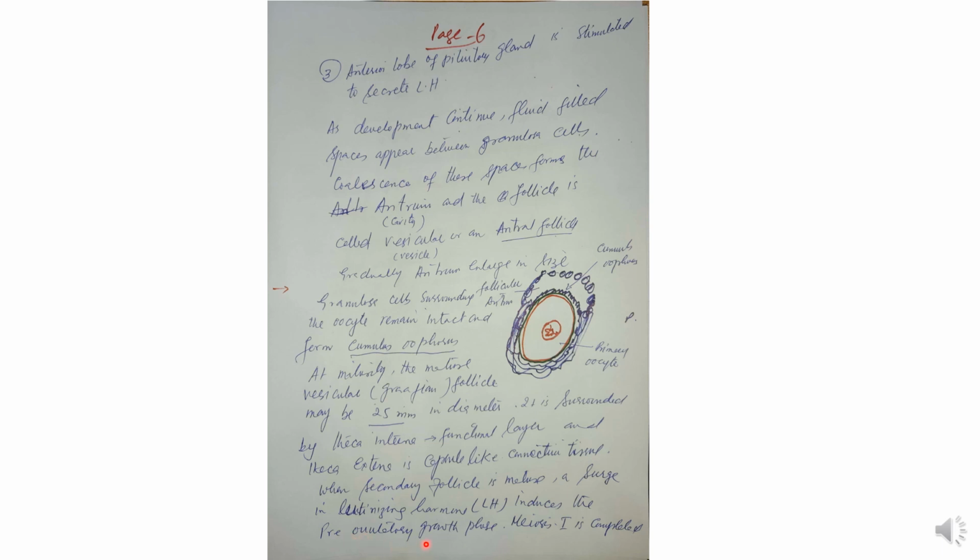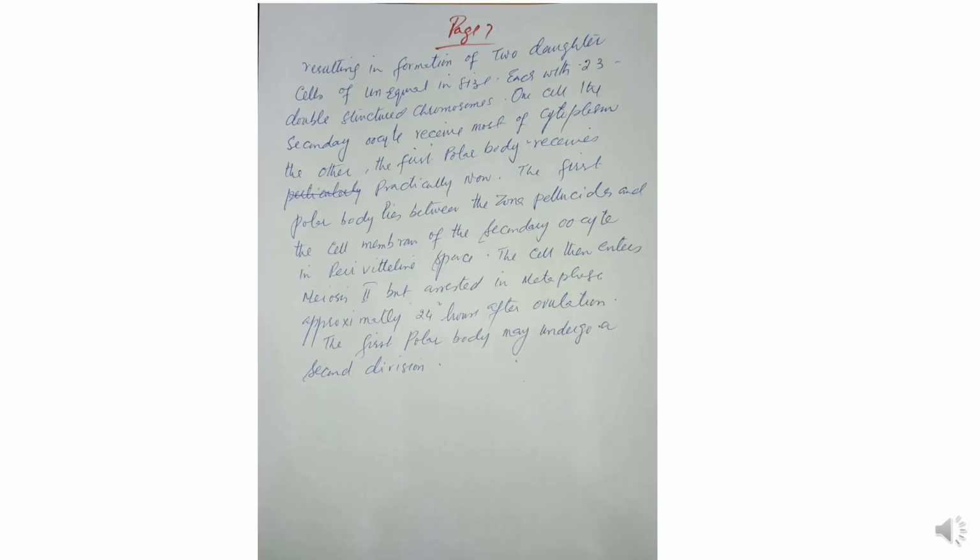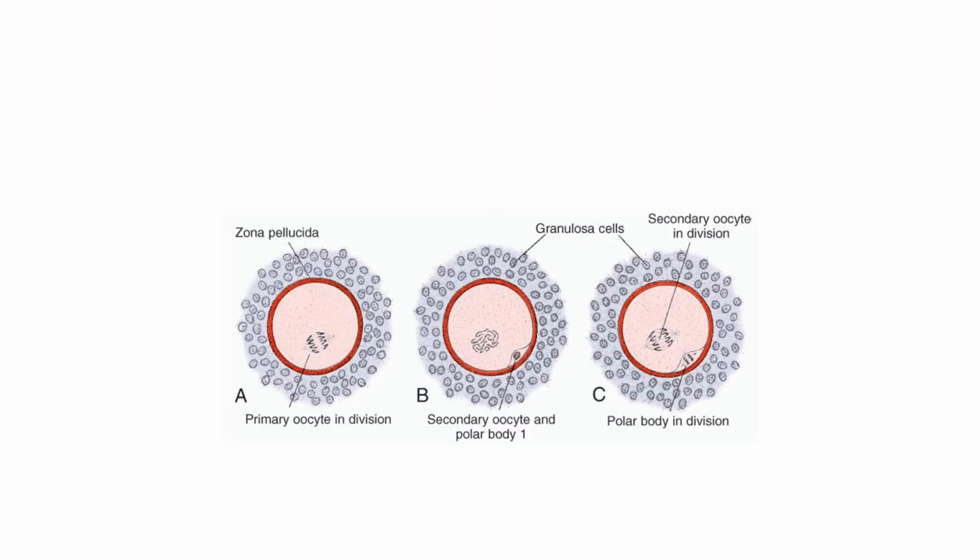The pre-ovulatory growth phase, from now onward, is under the control of LH. Meiosis 1 is completed. As previously we said, it was arrested in the diplotene stage of prophase 1. Now meiosis 1 is completed, resulting in the formation of two daughter cells of unequal size.